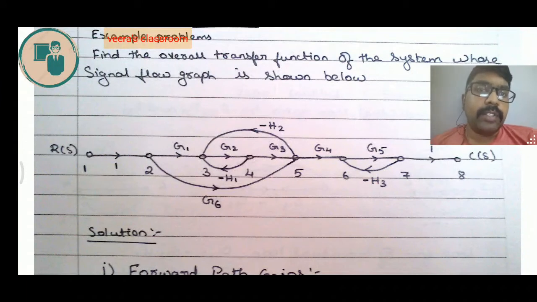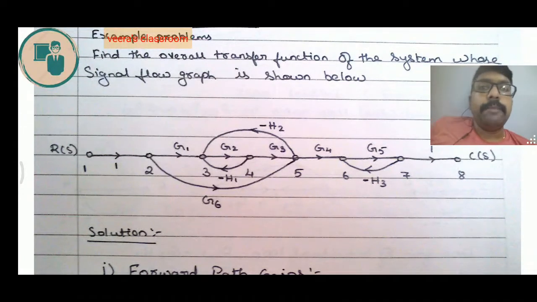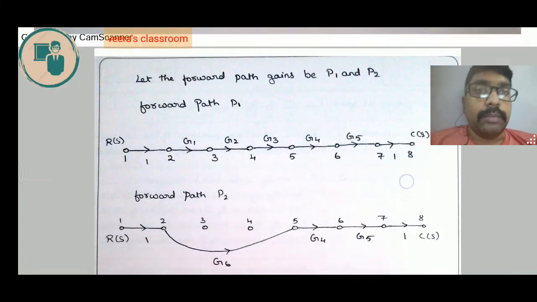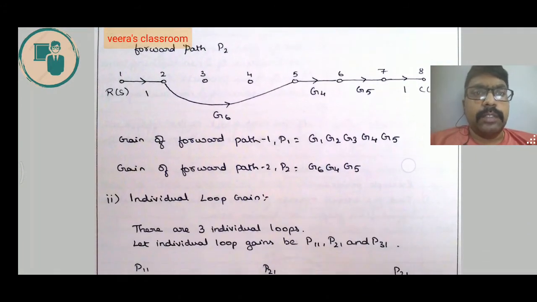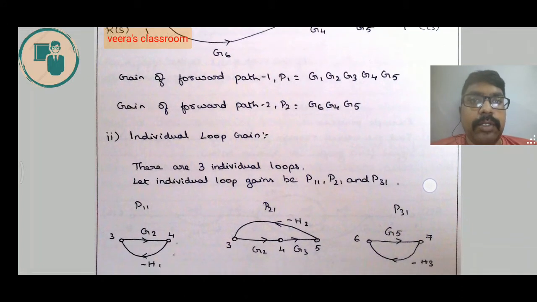We'll see the third one. The third one is minus H2. It starts from node number 3, goes to 4, goes to 5 and comes back to 3. This is loop number 3. So when you write the gain of this feedback individual loop, it's going to be G2, G3 into minus H2. We'll check whether we have only 3 feedback loops or more than that, because we had only 3 feedback elements and we have assumed that there are only 3 individual loop gains. As we assumed, here there are only 3 individual loops.